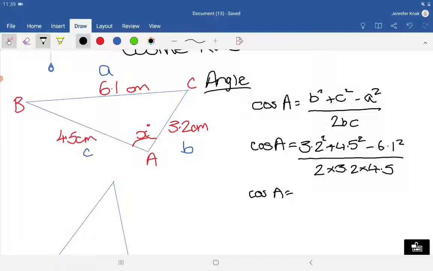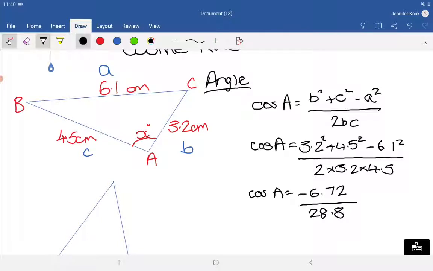So to work out that top line, let me just show you this, and show you what the problem is. When I work out the top line, I'm getting minus 6.72, and then when I work out the bottom line, I'm going to get 2 times 3.2 times 4.5, which I get 28.8. Okay, so that's absolutely fine as a question.